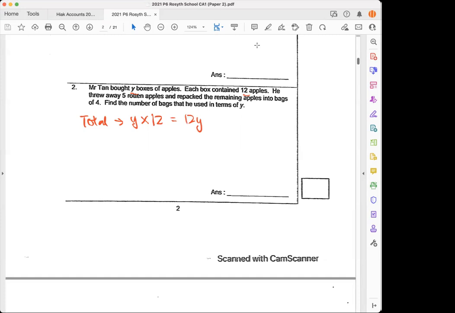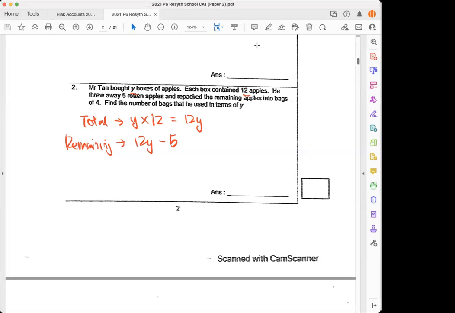He threw away 5 rotten apples. So the remaining apples will be what you have at first, which is 12Y, minus the 5 rotten apples you throw away, and that's it. It's 12Y minus 5. That's all you need to do for the remaining number of apples.